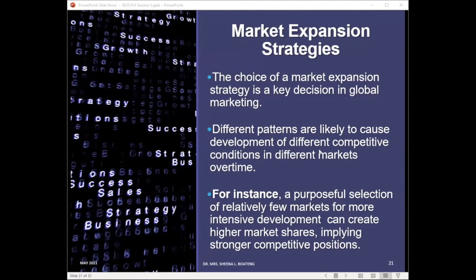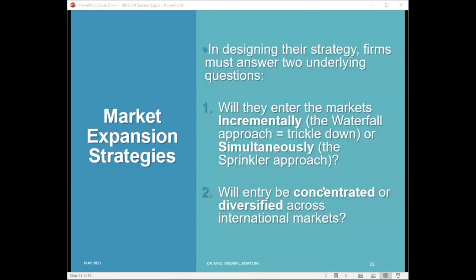So market expansion strategies and the patterns in which firms proceed on this expansion is something that is very important to global marketing and that we are about to consider. So when it comes to market expansion, there are two main ways or patterns that firms choose to do this market expansion. The first pattern has to do with how they enter the market, right? And the other one has to do with the sequence. So in terms of sequence, the firm can decide to either enter the market incrementally, being step by step.